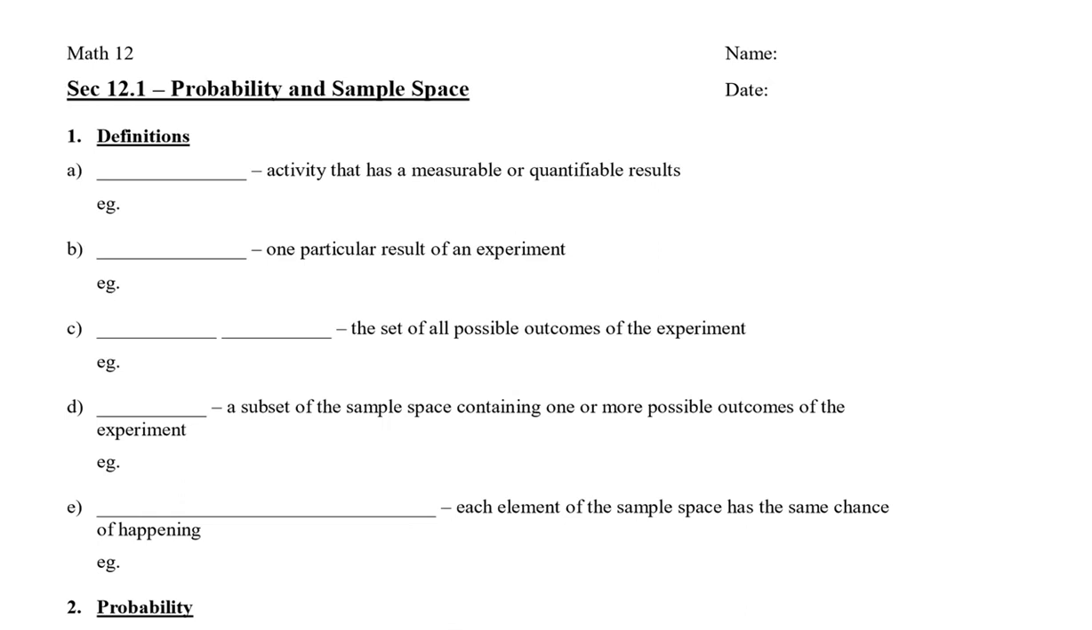So our first one here is an activity that has a measurable or quantifiable result, and that is called an experiment. An example of an experiment would be rolling 2 dice and then recording the sum.